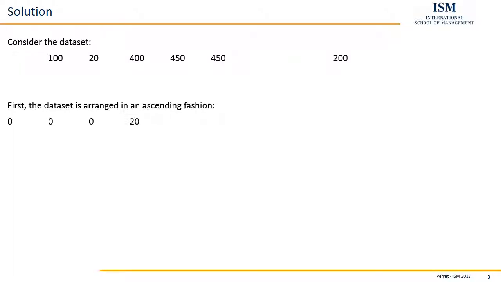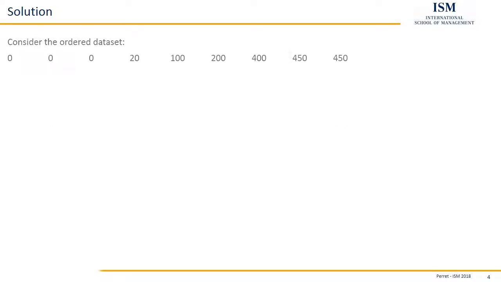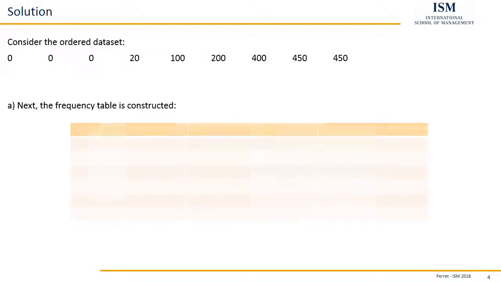So we copy the zeros, we copy the next smallest number, the 20, the 100, then the 200, then we have once the 400, and finally twice the 450. So having this ordered data set will, in the next few exercises, help us quite a lot. In particular, we use this ordered data set to start with our first exercise with calculating the frequency table.